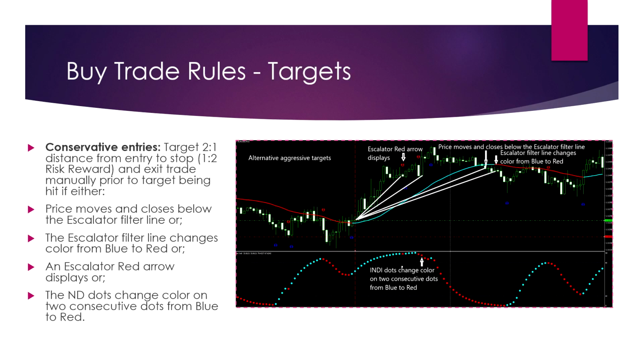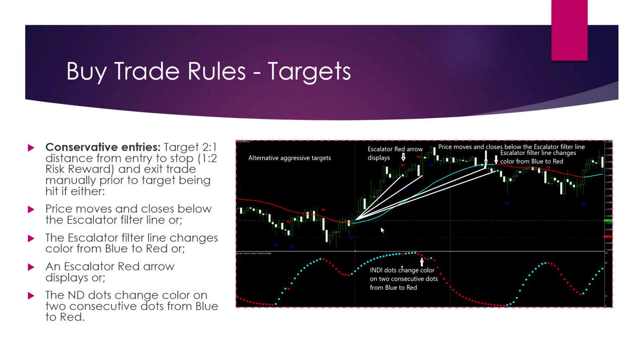Conservative entries. Target 2 to 1 distance from entry to stop, so a 1 to 2 risk reward, and exit the trade manually prior to the target being hit if either price moves and closes below the escalator filter line, or the escalator filter line changes color from blue to red, or an escalator red arrow displays, or the ND dot changes color on 2 consecutive dots from blue to red.